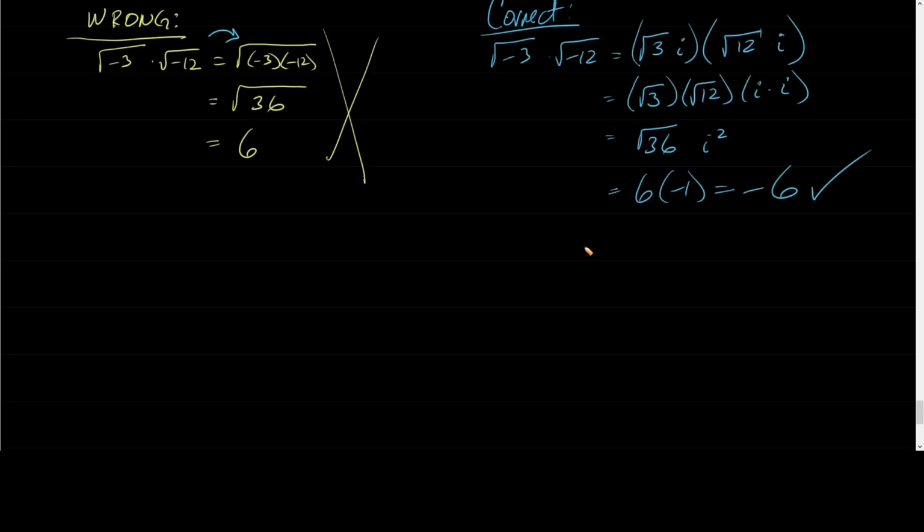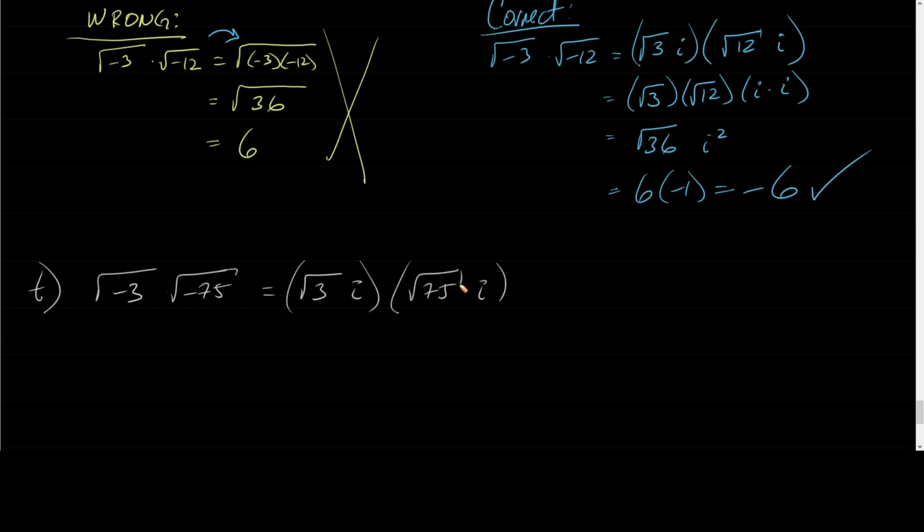Now, so that was B. C. Let's say that I had something like the square root of negative 3 times the square root of negative 75. Well, you can think of this as the square root of 3i times the square root of 75i.